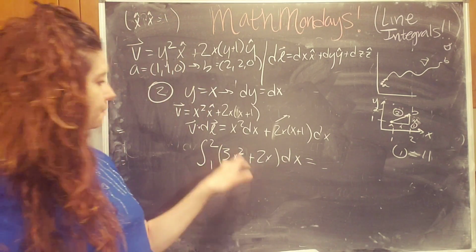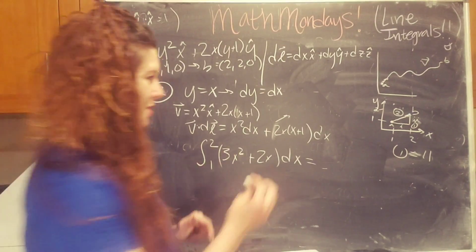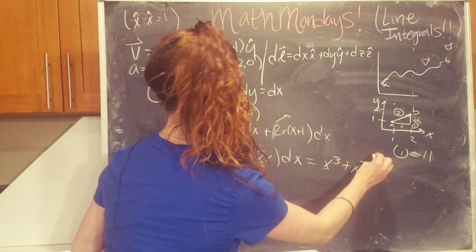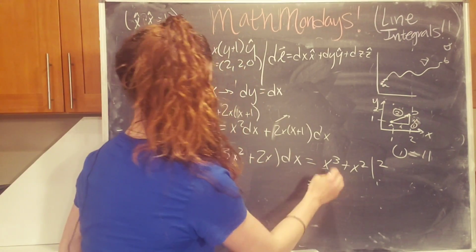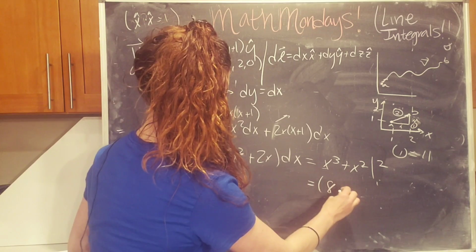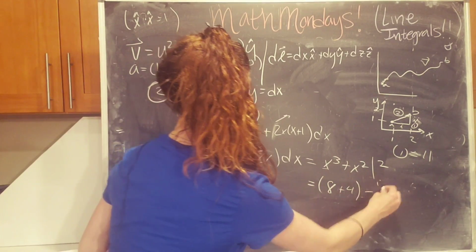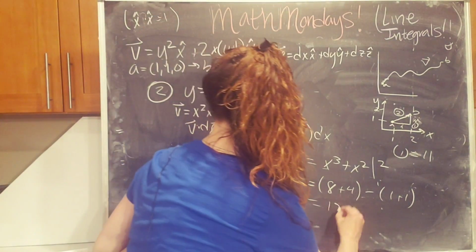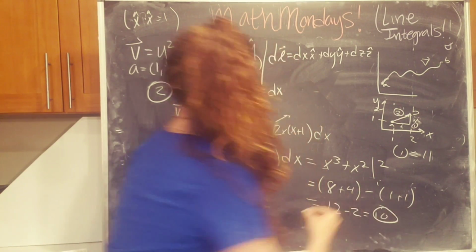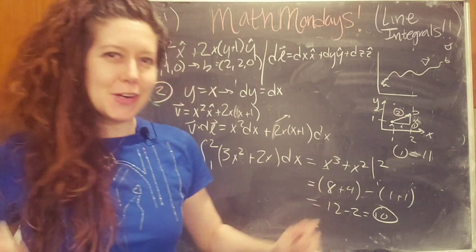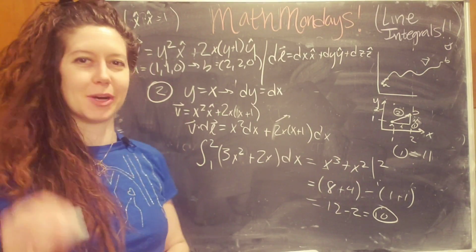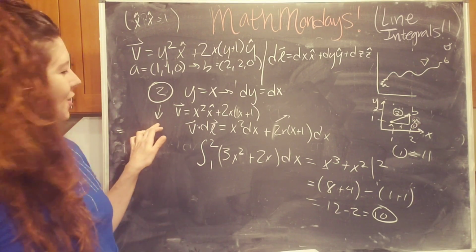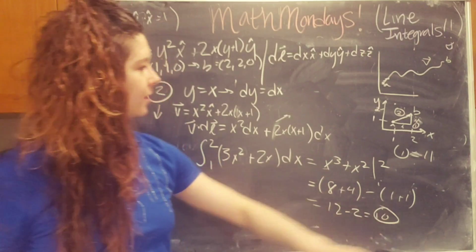And we take the integral. And oh, look at that. The 3 cancels. We just get x cubed. And the 2 cancels, x squared from 1 to 2. And so then 2 cubed is 8 plus 4 minus 1 plus 1. 8 plus 4 is 12 minus 2 is 10. Boom! Like a boss. Okay, so in this case, the result of our path is 10.